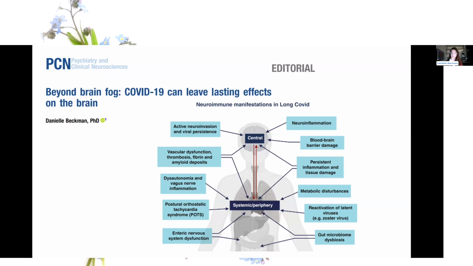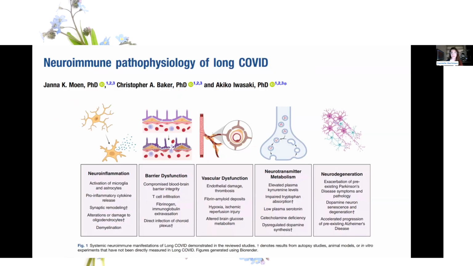And this figure actually summarizes the work from this review by Dr. Iwasaki. She's going to be talking later after the break. I'm super excited. I'm a big fan of her work. But this is the idea.